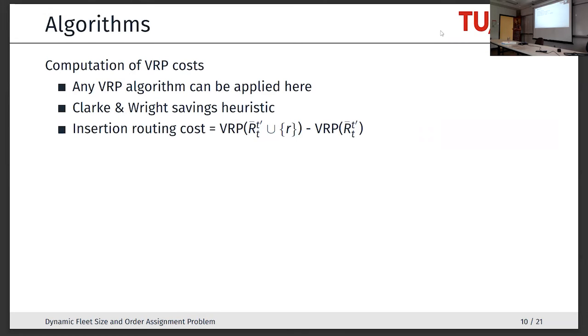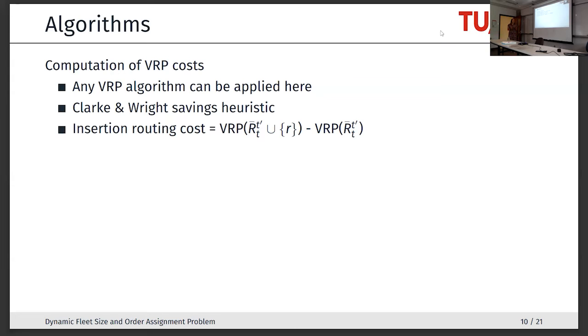So how do we compute the vehicle routing cost? Well, there are multiple possibilities here, but in general, any vehicle routing problem algorithm can be applied. Since that's not the main focus of our work, we could use the hybrid genetic search by Thibaut Vidal or just anything that's out there. Also with the idea that if a company were to implement this, they could just use their routing tools and still make use of our framework.